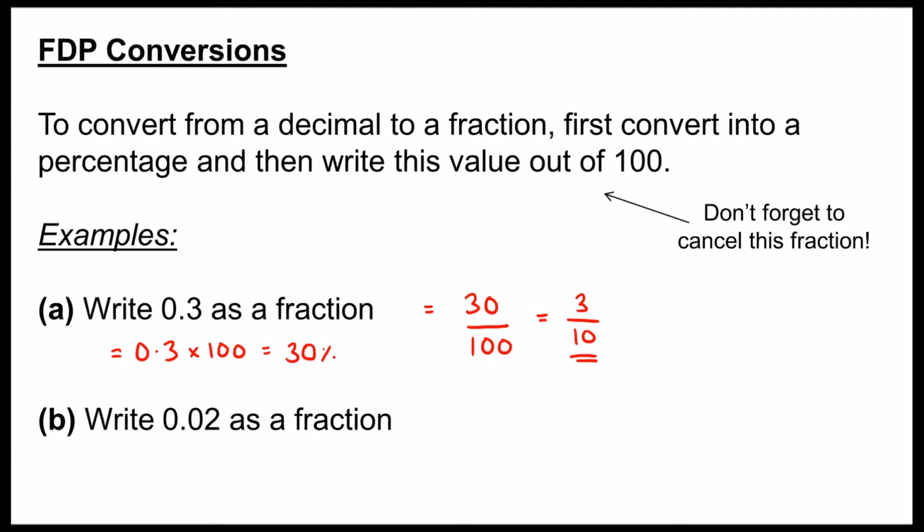Likewise, in my second example, I need to take 0.02 and times it by 100 to convert it into a percentage, so that's 2%. I can then say that my fraction would be 2 over 100. If I divide the top and bottom by 2, this gives me a simplified answer of 1 over 50.